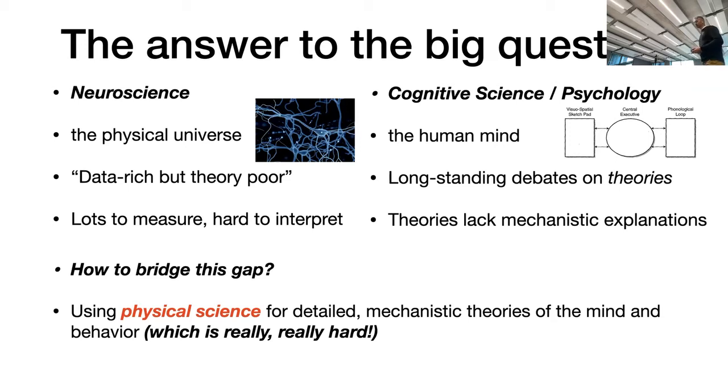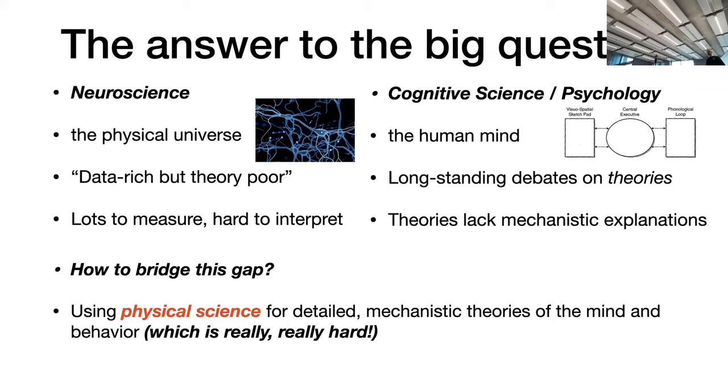Now, on the other hand, you have cognitive science historically and psychology, which as a field has been using these sorts of models like this. So this is a model of working memory.